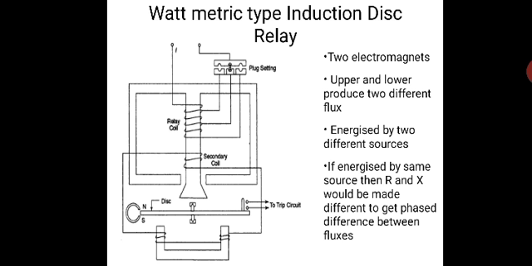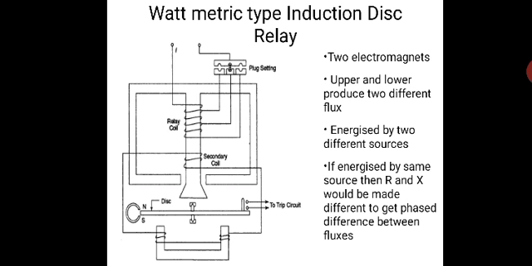Next, the watt metric type induction disc relay. It is also a type of induction relay. In the watt metric type relay, two electromagnets are used, upper and lower. The upper and lower magnets produce two different fluxes, phi 1 and phi 2. They are energized by two different sources, and if energized by the same source, then R and X would be made different to get a phase difference between the fluxes.